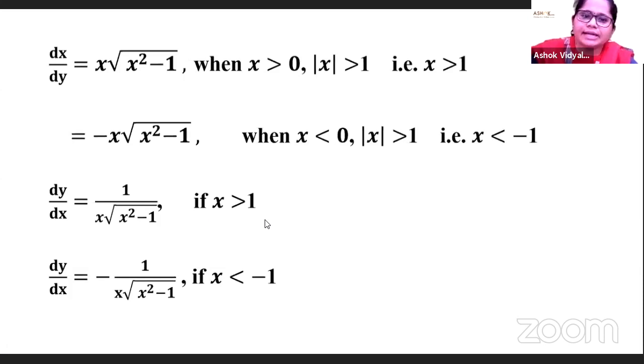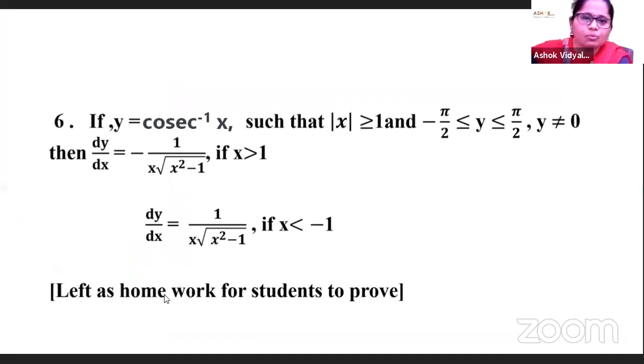If x is greater than 1, then the derivative dy by dx is 1 upon x into under root x square minus 1. And if x is less than minus 1, then the derivative dy by dx is minus 1 upon x into under root x square minus 1.